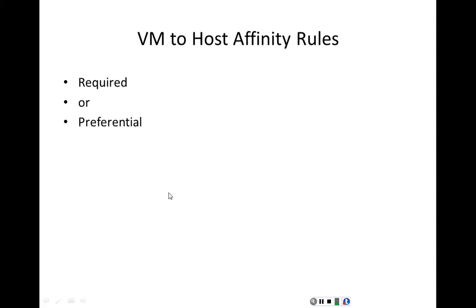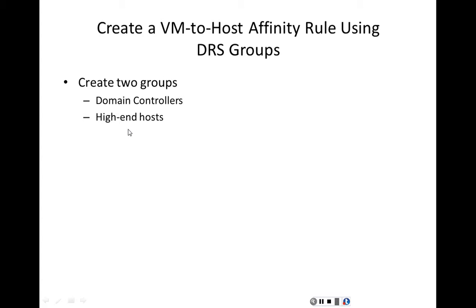We have required rules or preferential rules. We usually go for the preferential rules. So let's create a VM to host affinity rule using DRS groups, domain controller groups, and the high-end host groups.